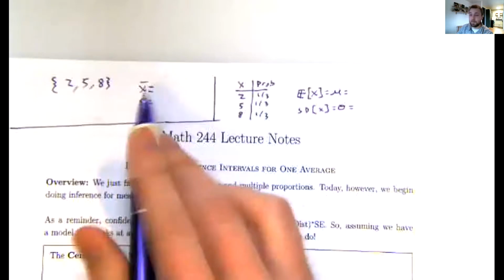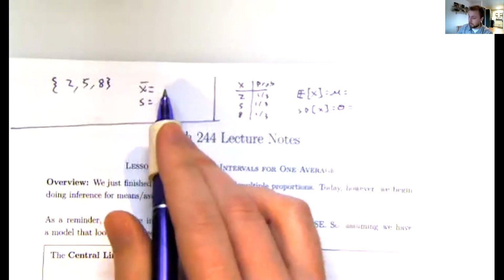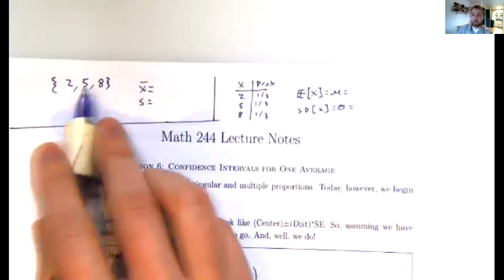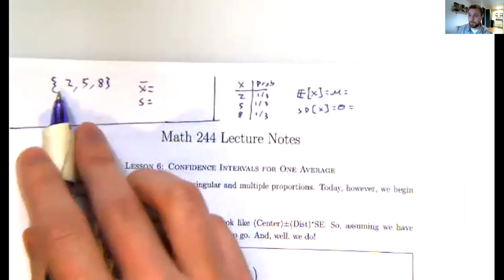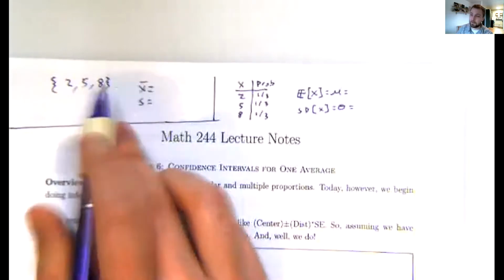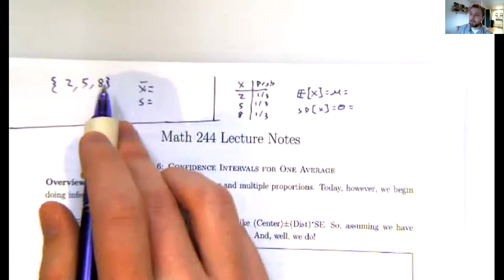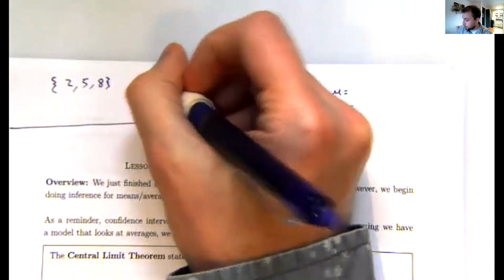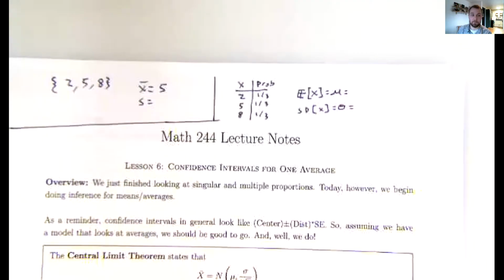Just as a warm-up for myself, I'm reminding myself how to find an average. To find an average, I add these three numbers up. I have 2 plus 5, 7. 7 plus 8, 15. Divide by the number of terms. I have 15 divided by 3. I have an average of 5.